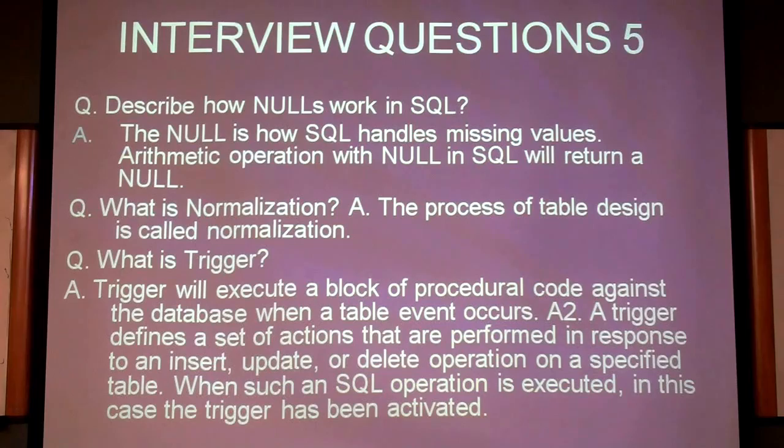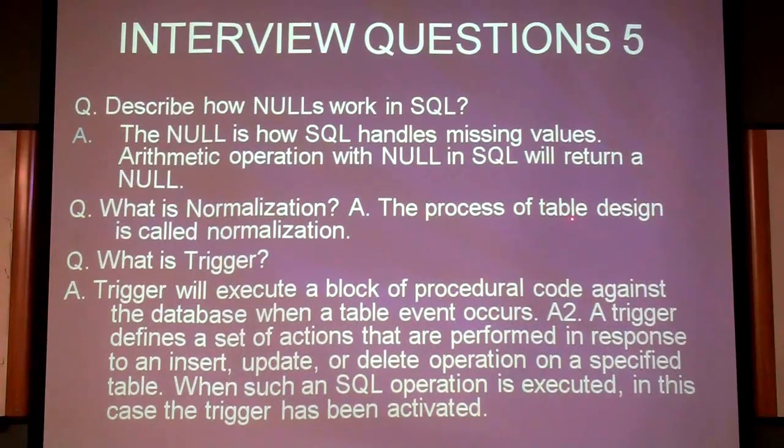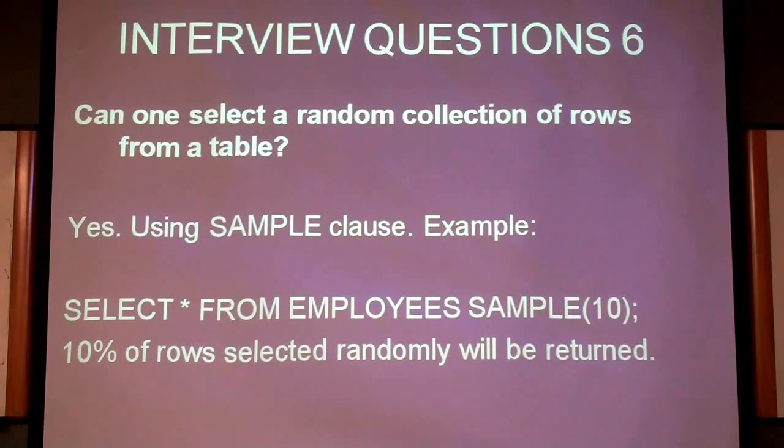Nulls. What null is, basically, is a value which tells that the value is not specified. It's a placeholder, okay? And if we need to get hold of these null values, we have to use the operator is null or is not null. We covered that. What is normalization? The process of database and table design. That's the definition of normalization. Triggers, we covered triggers, so no need to go deeper in that.